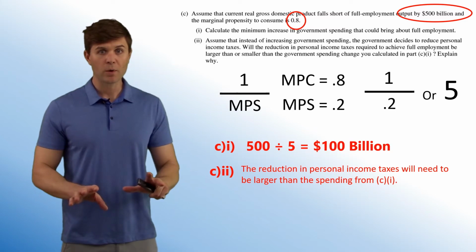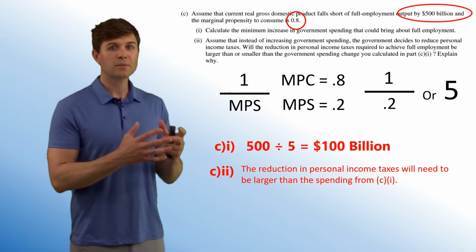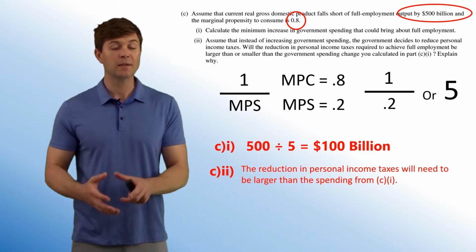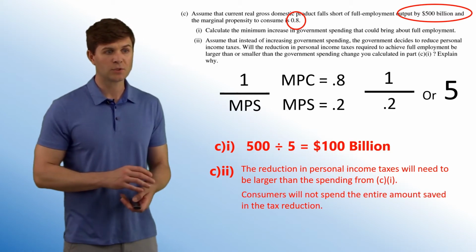Now, so that's part one. We always know that the tax multiplier is smaller than the spending multiplier, so you have to spend less than you need to cut in taxes to get the same result. So you need to put that into words for the explanation as well.